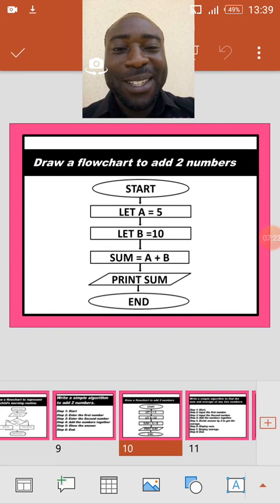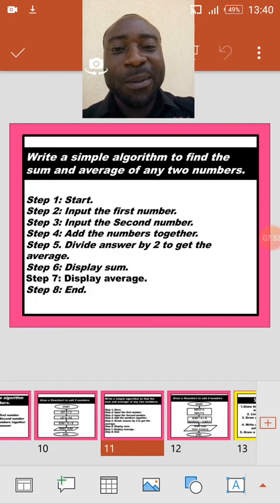Now, let's look at the flowchart. Can you look at the board? Draw a flowchart to add two numbers. We start from start, then the second one, which is process, and the third one is also the process shape. That's input and processing, that's the rectangular shape. Let A equal 5, let B equal 10, then sum equals A plus B, print sum and end. There must be start and end in the program.